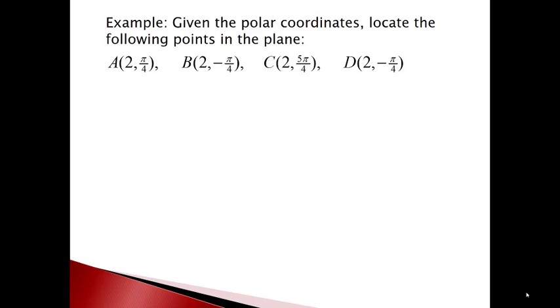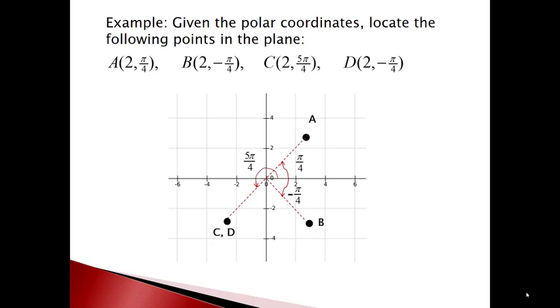Locate the point with the given polar coordinates in the plane. A, (2, pi over 4). B, (2, minus pi over 4). C, (2, 5 pi over 4). And D, (minus 2, minus pi over 4).